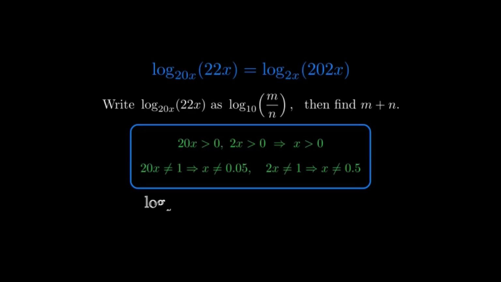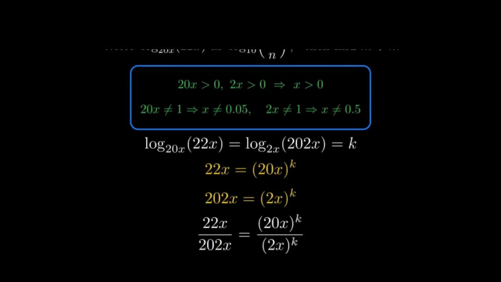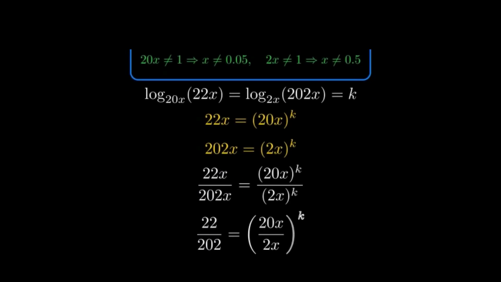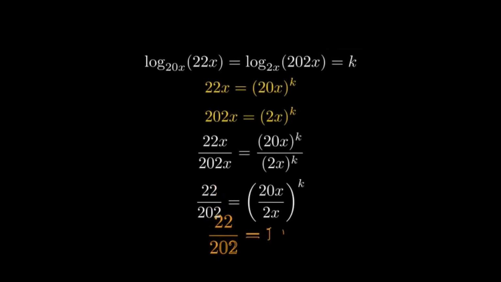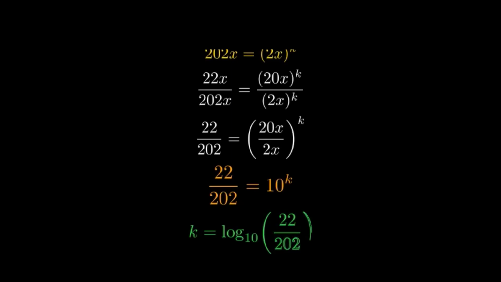Step 1. Set both equal logarithms to a single variable k. Then convert each logarithmic statement into its exponential form. Step 2. Divide the first exponential equation by the second to eliminate x. The left side becomes 22 over 202. The right side simplifies to the quantity 20x over 2x raised to the k, which is 10 to the k. Step 3. Rewrite 10 to the k as a logarithm to solve for k.